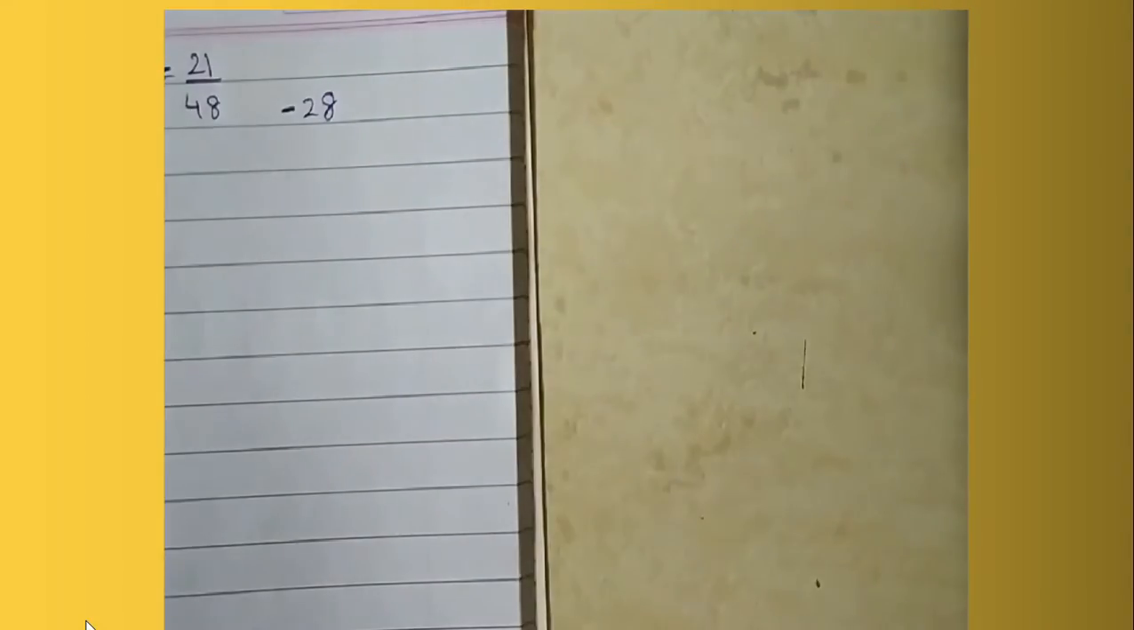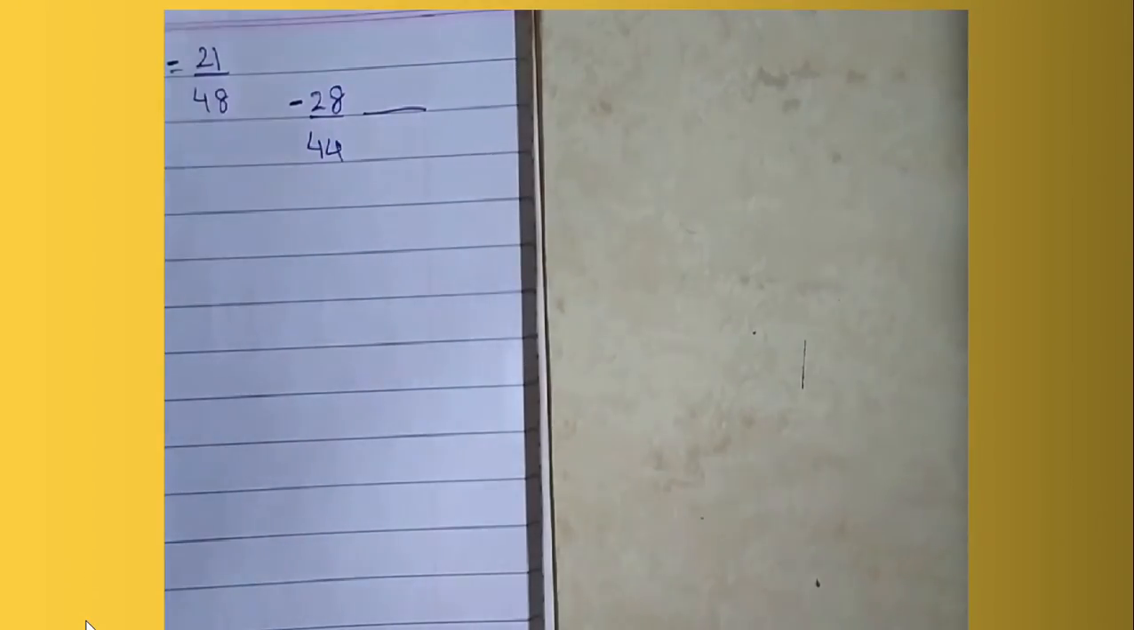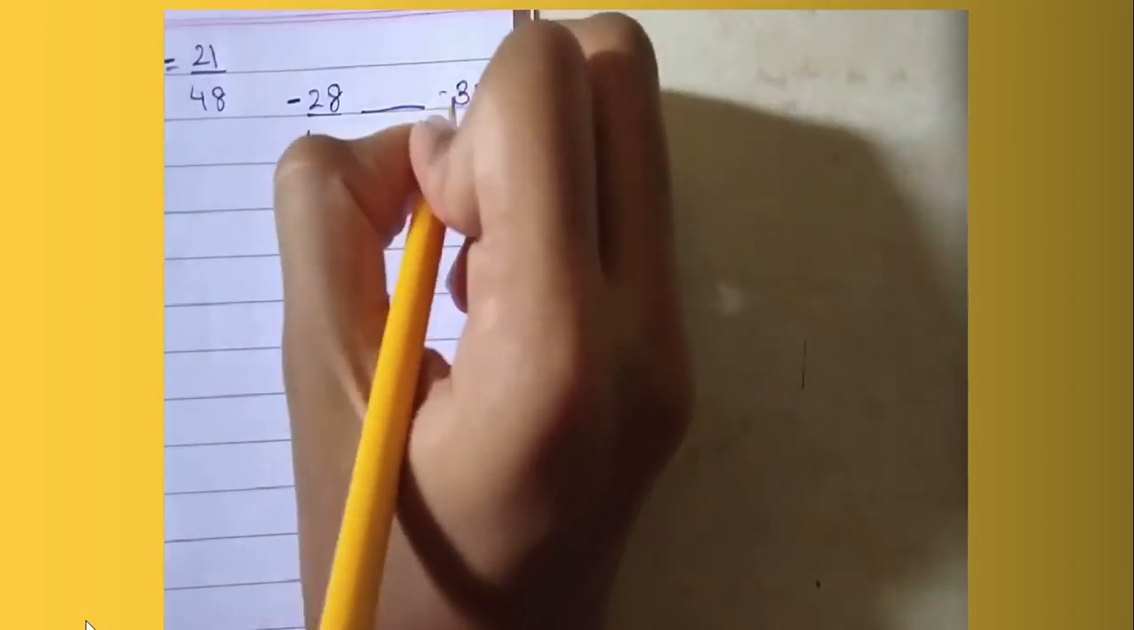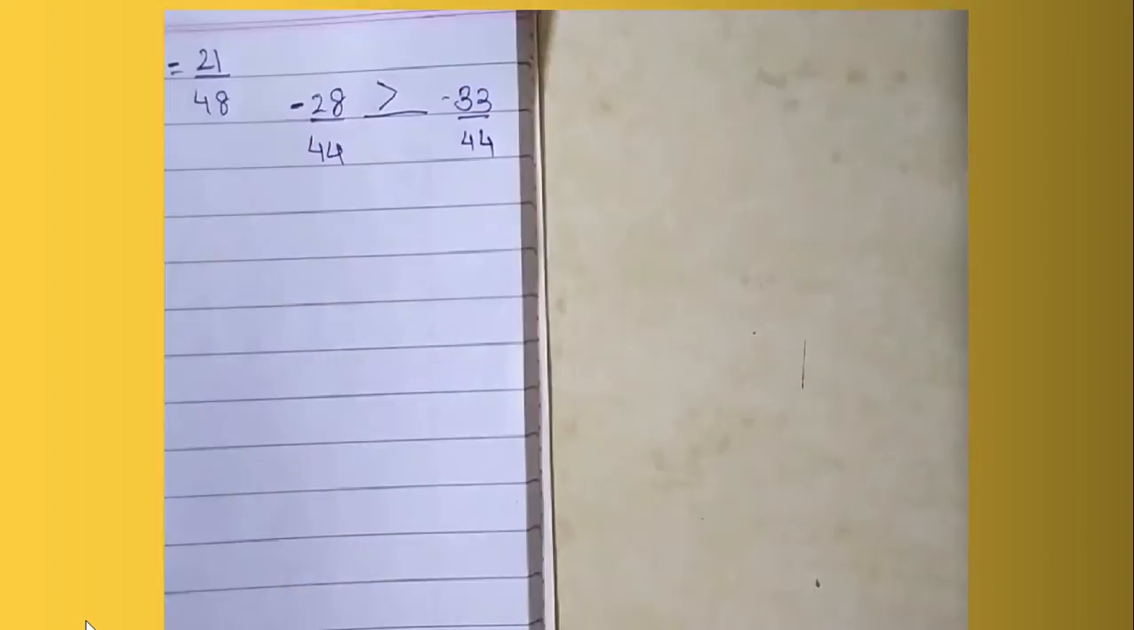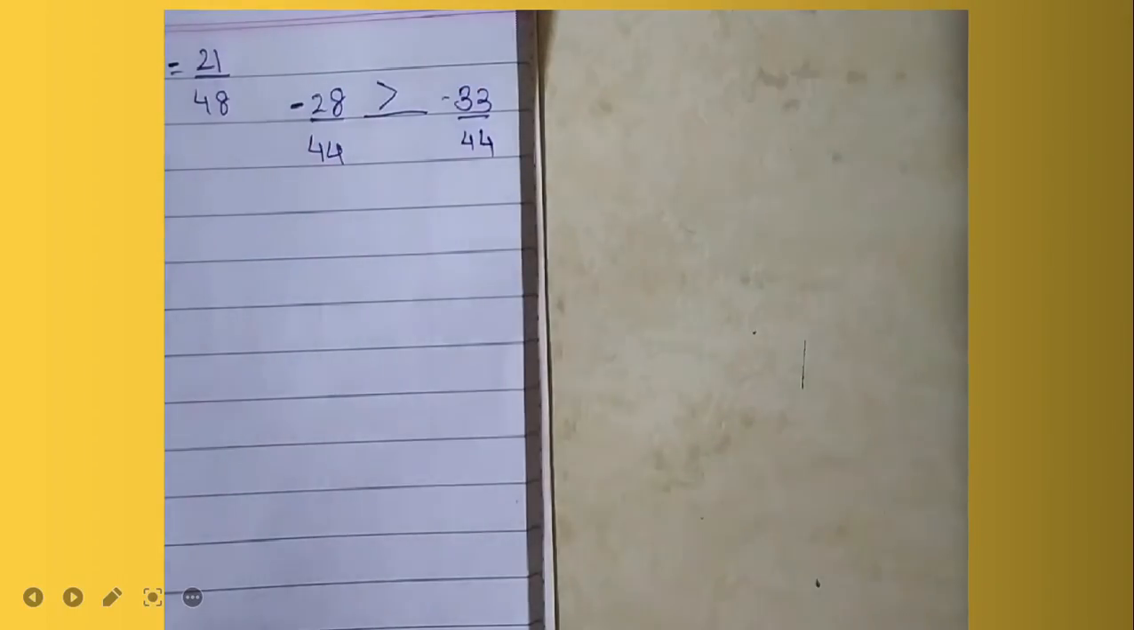Minus 28 upon 11 into 4 is 44, dash minus 3 into 11 is minus 33 upon 44, right? So now, minus 28 upon 44 and minus 33 upon 44, which is greater? So minus 28 upon 44 is greater because it comes first on the number line and both are in the minus sign. So this is greater.